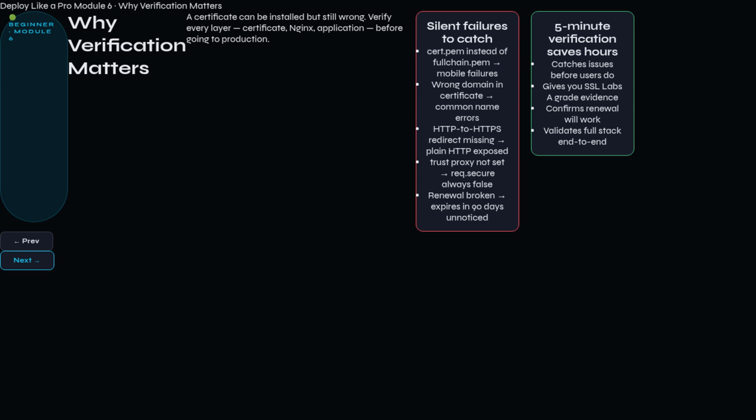And beyond the certificate itself, the HTTPS stack involves multiple layers that can each fail: the certificate, the Nginx SSL configuration, the proxy_pass to Node.js receiving the correct headers, the HTTP to HTTPS redirect behavior, and the application's session security settings. A thorough HTTPS verification catches all of these issues before users do.